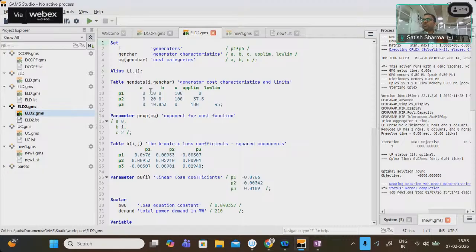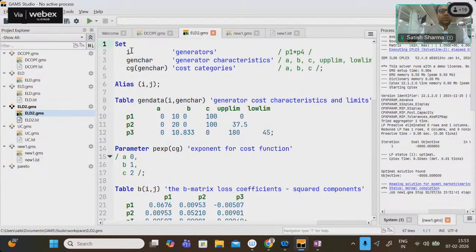The very first thing which we are going to define in GAMS is sets. Here I have defined set I. So set I is basically the name of the set. I have given the name I to the set, and the description is generators, so that these I's are generators. That's it. Then P1, P2, P3, P4 are, let's say, 4 generators available to us. So P1 to P4 are the generators.